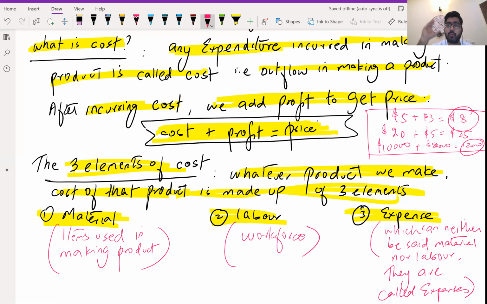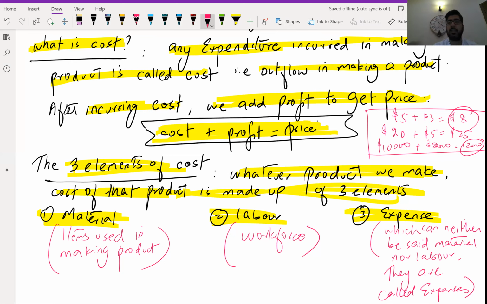So see, the wooden table was made for, let's suppose, $100. This $100 was made up of three things: wood, material; workers worked, labor, we paid them; we paid for wood. And there was some expenditure which was neither material nor labor, that's expense.